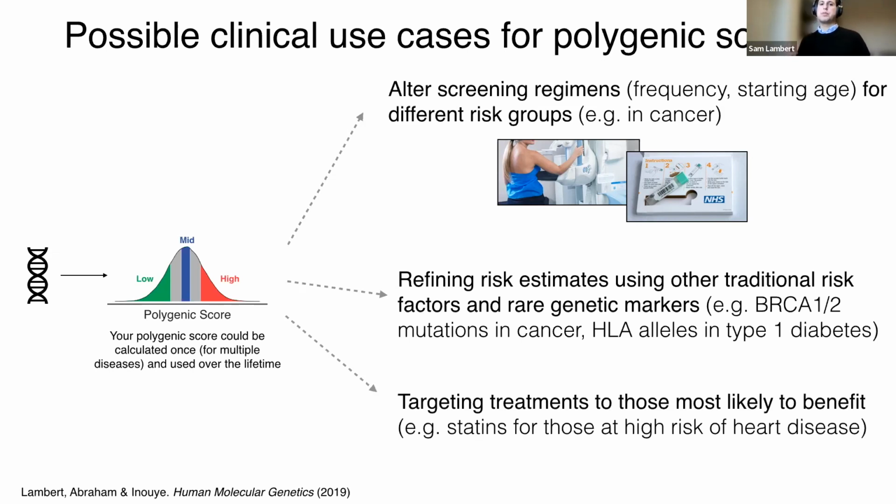And finally, polygenic scores might also be useful for targeting treatments to those who are most likely to benefit. There is some research out there that suggests that people at the highest level of genetic risk for heart disease are most likely to benefit from statins, versus people who are at a very low risk but have high risk factors, and so on and so forth. So these are just some of the ways that this risk information could be used to suggest who's likely to benefit from treatment, or who we should screen and make sure that we try and prevent diseases in.